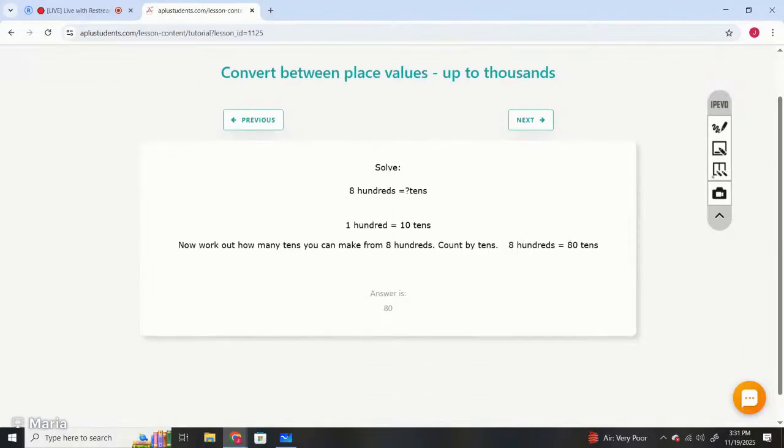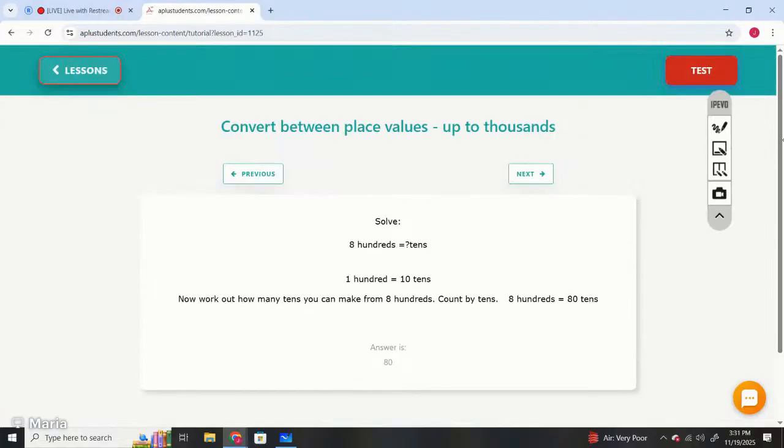Eight hundreds equal how many tens? So 100 equals 10 tens, right? So then 800 equals 80 tens. Let's just start with the test questions.